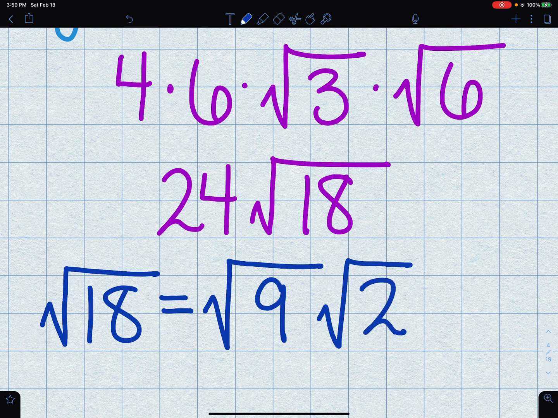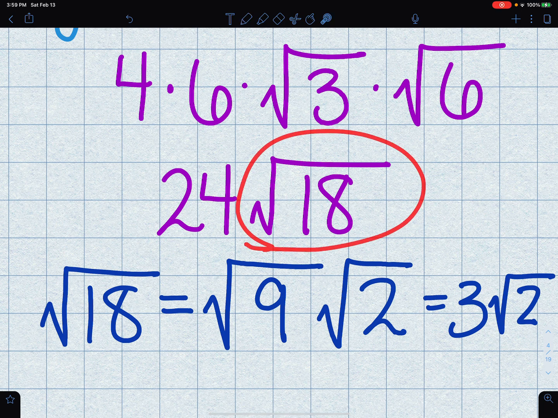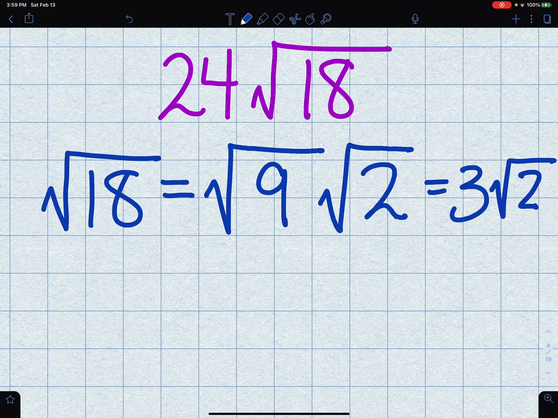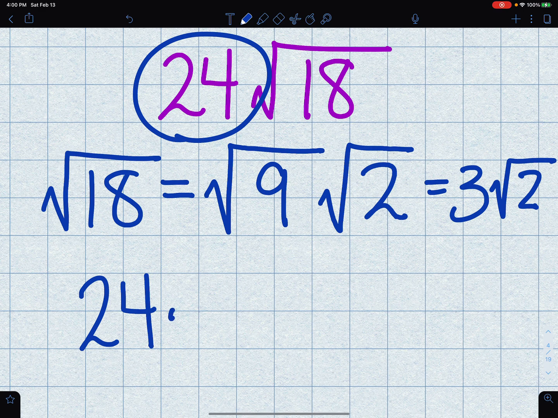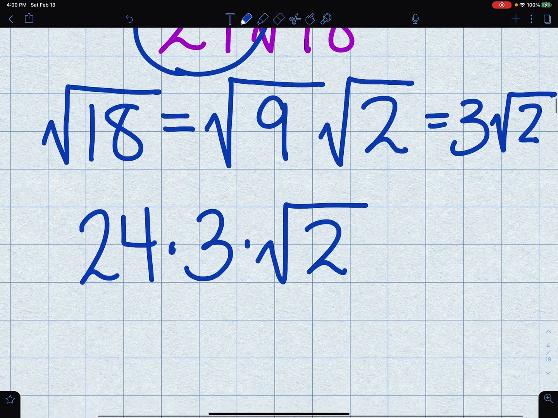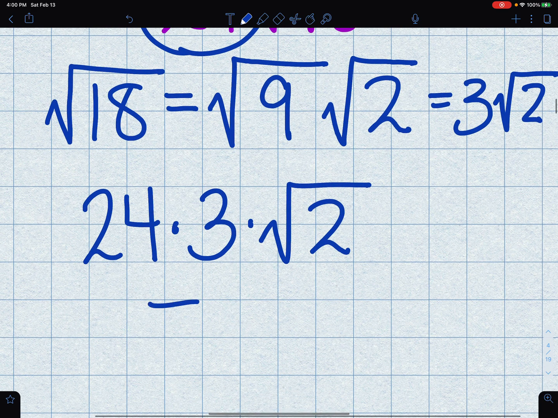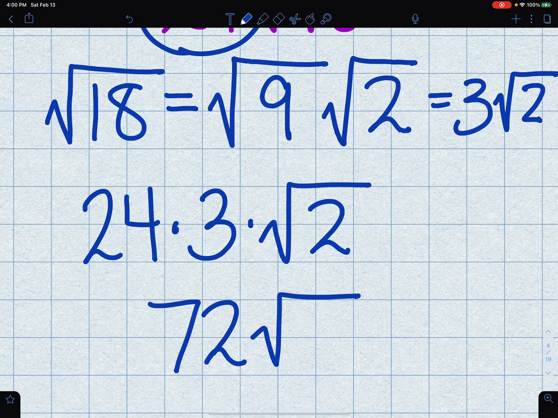And the square root of 9 is 3. So that's going to be 3 square root 2. Okay, so I can put 3 square root 2 in the place of this. It's going to be 24, because now I'm using this 24, times 3 times square root 2. What's 24 times 3? It's 72 times the square root of 2.